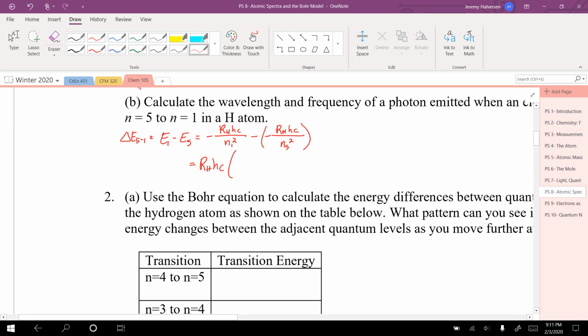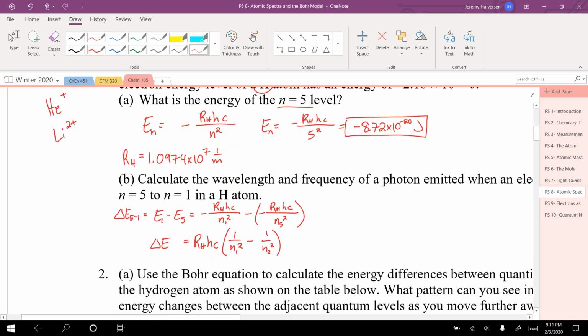R_H hc, and the result is, because we have two negatives here, we get a positive 1 over n_5 squared minus 1 over n_1 squared. And usually we just say n_1 and n_2. And so now we have this equation that calculates the change in energy between two different n levels, and we can just use this instead of having to calculate the two n levels' energies and subtract them.